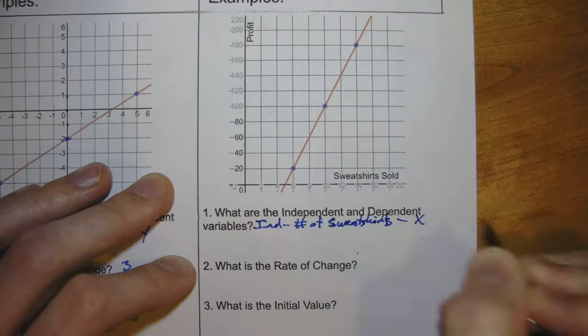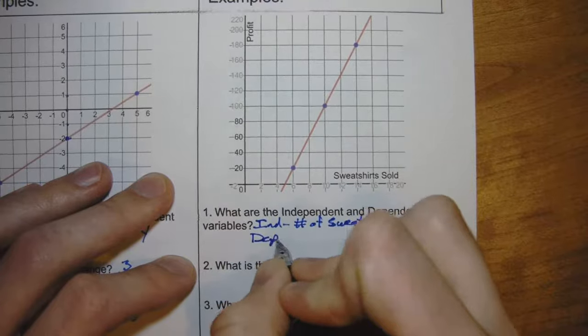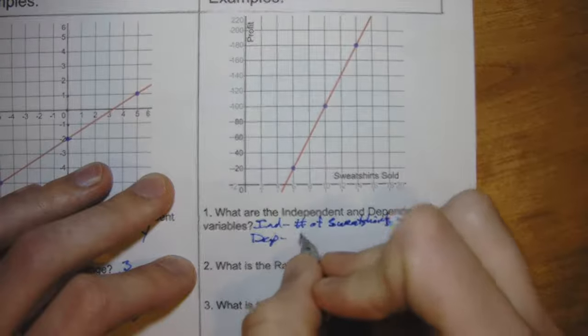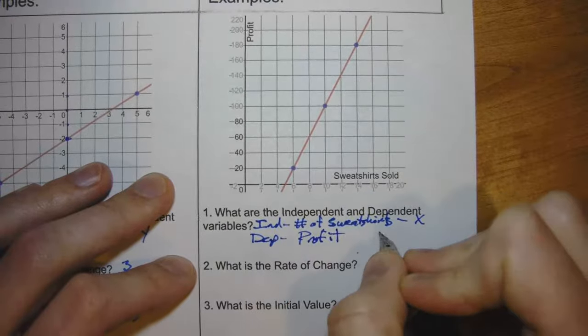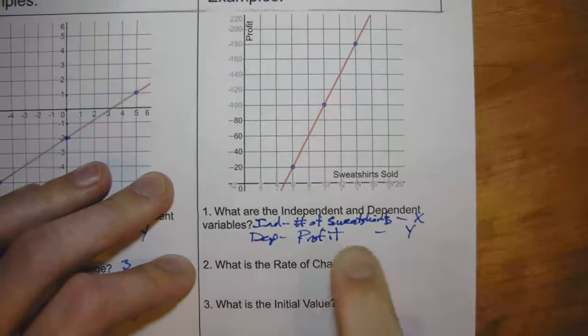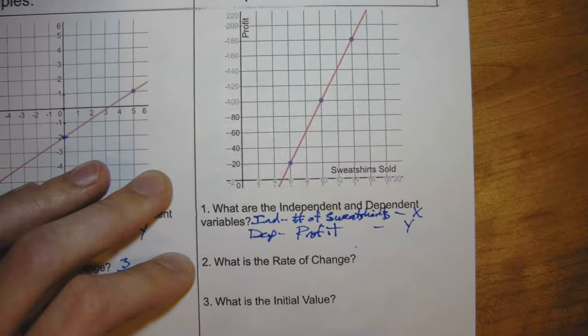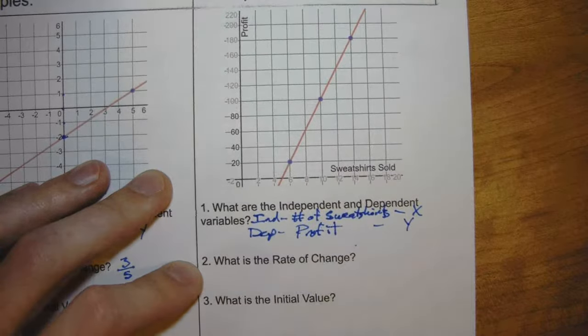And in this case, that'll be our x. And the dependent will be profit, I'm assuming measured in dollars, and that'll be y. All right, cool. Always want to know what we're measuring to know how the actual function works. What's the rate of change?